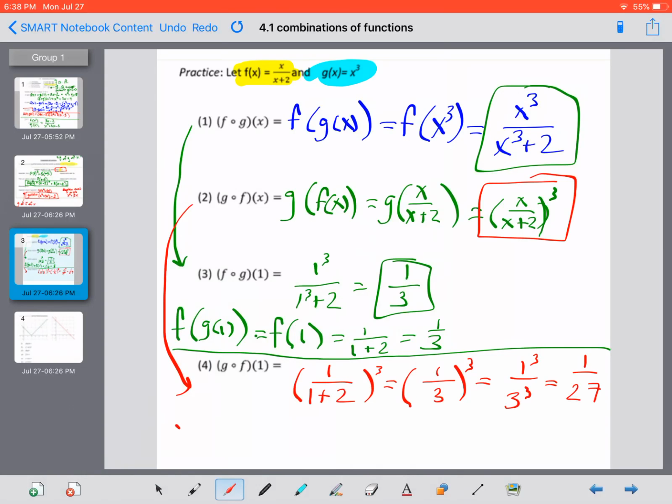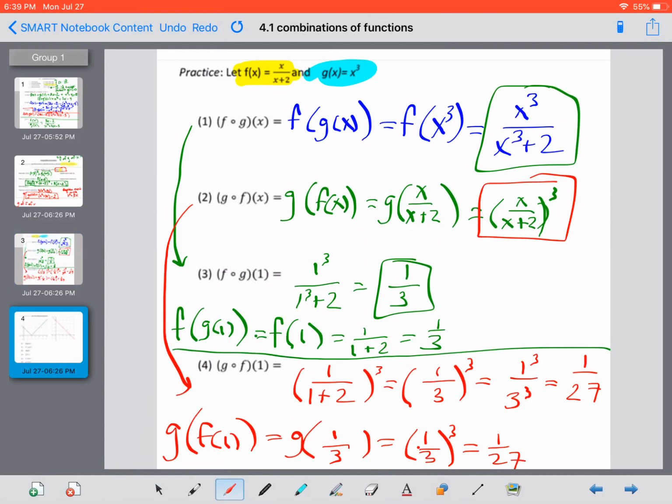Alternately, we could have found g of f of 1. So first find f of 1, that's your innermost. f of 1 would be 1 over 1 plus 2. That's 1/3. And then plug 1/3 into the g function. So this would be 1/3 cubed. Okay, again, we get the same thing, 1 over 27. So either way you do it, you should get the same thing.